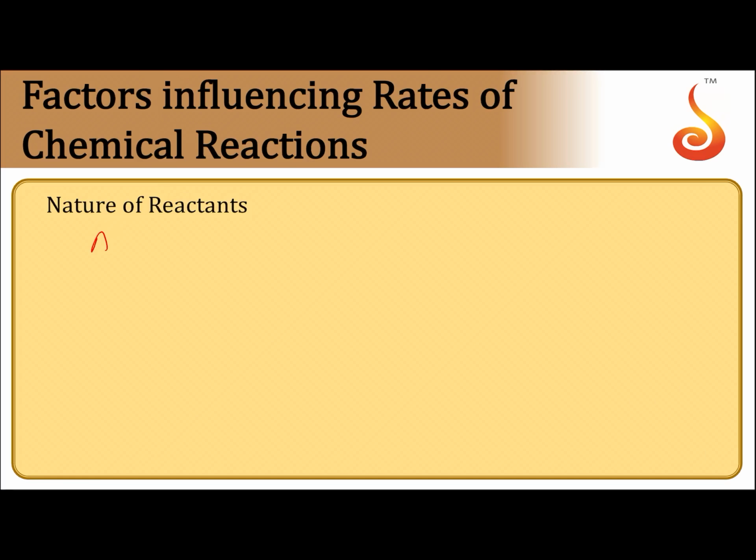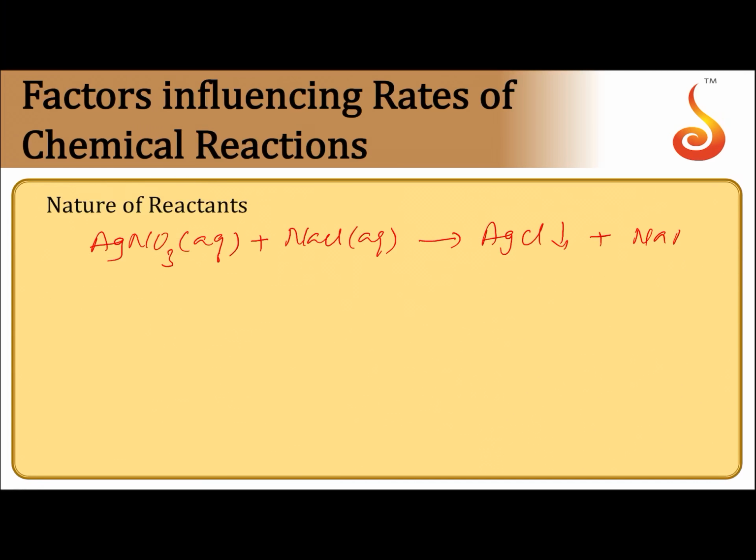Let us take an example. If you take AgNO3 aqueous solution, combining with NaCl ionic compound, again in aqueous solution, it forms a precipitate of AgCl, and the byproduct is NaNO3, again in aqueous solution. So as soon as you mix these two components, immediately we get a precipitate of AgCl, which means the reaction is very fast. Reaction is very fast in the case of ionic compounds.